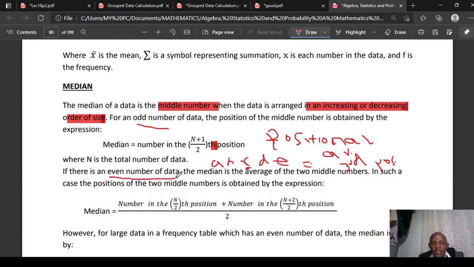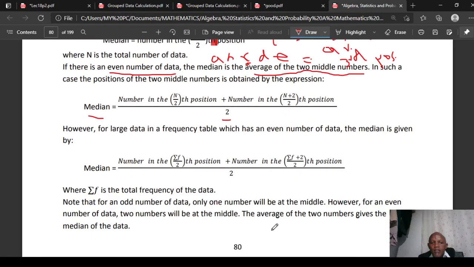If the number of observations in that data set is even, then the median will be found by getting the average of the 2 middle numbers. If you have got even numbers, then the median will always take the middle 2 observations. And that's what we are saying, that the median will be given by n over 2, ith position, plus (n plus 2) over 2, ith position, all divided by 2.